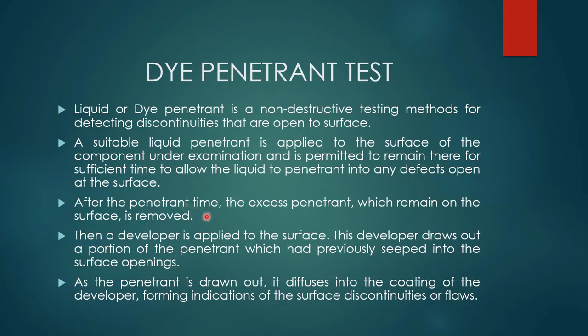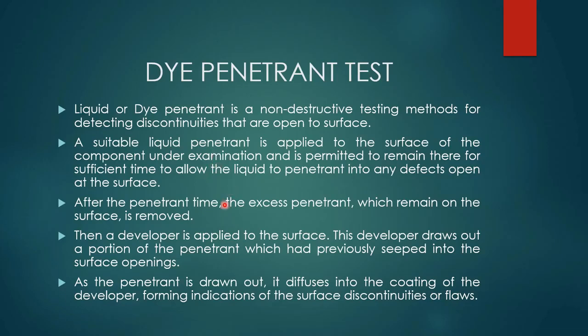After the penetrant time, the excess penetrant which remains on the surface is removed. Then a developer is applied to the surface. This developer draws out a portion of the penetrant which had previously seeped into the surface openings. So what do we have to do? First we have to apply a penetrant which is of red color maybe. Thereafter we have to let that penetrant stay there for seeping into the crack.